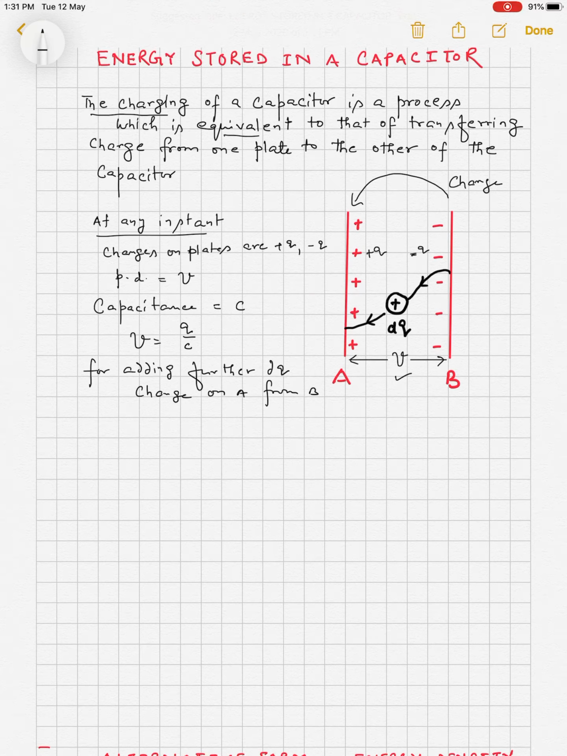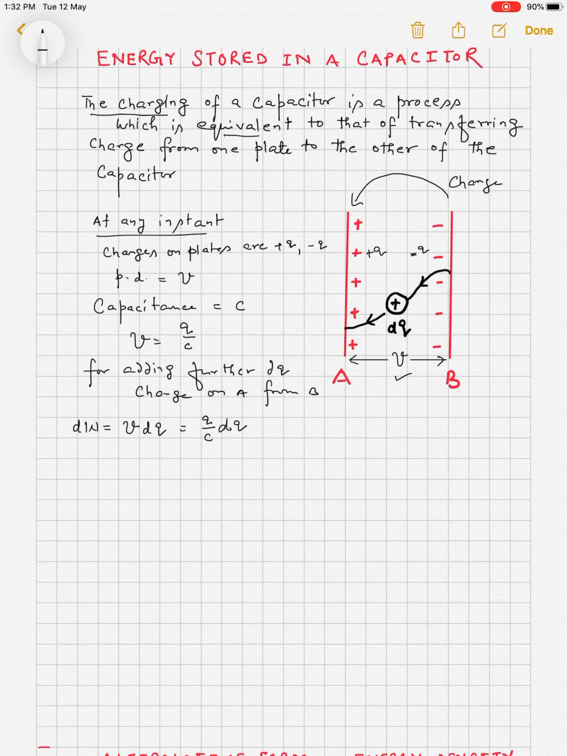So a small work is done. dW is equal to V dQ. dW is equal to V dQ, and V is Q upon C, so dW is Q upon C dQ. This is the small work done in transferring a dQ charge from plate B to plate A.